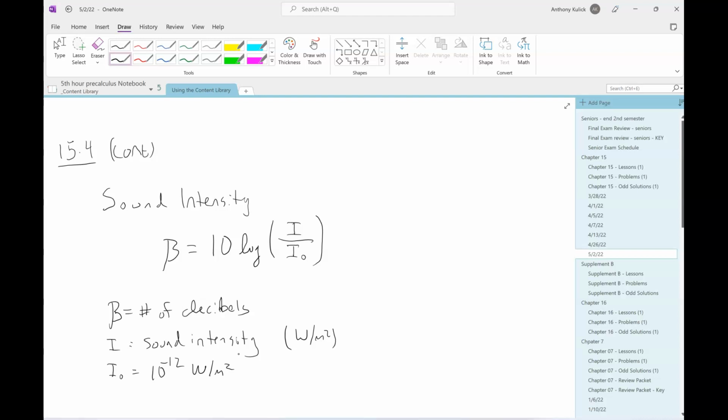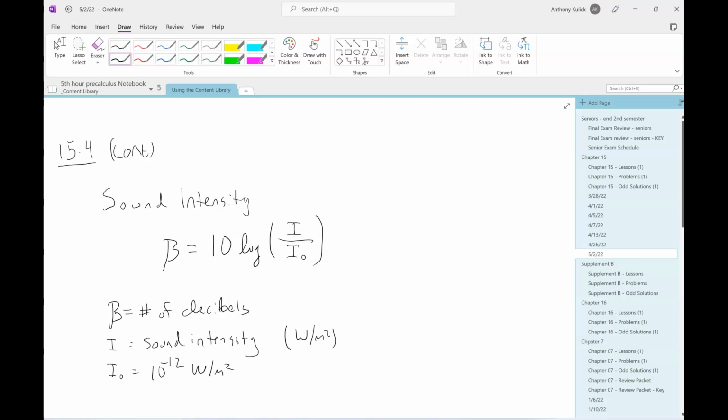So the sound intensity formula is beta equals 10 times log of I over I naught. The beta here is just representing the number of decibels. Decibels is the unit we use to measure sound intensity with.